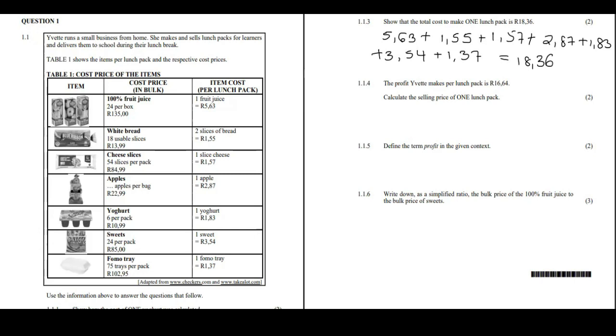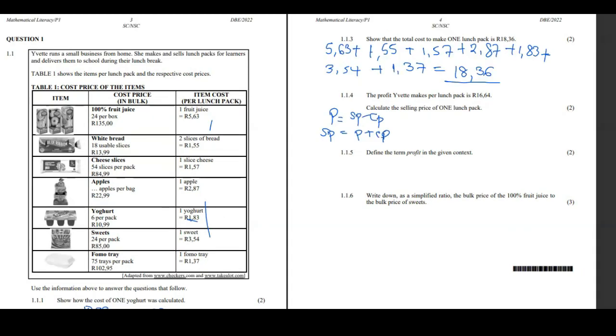All right. The profit V8 makes per lunch pack is a certain amount of rand and cents. Calculate the selling price of one pack. Remember, the selling price simply means we shall get the profit, which is already given, plus the cost price, which is that much. And the answer became R35.